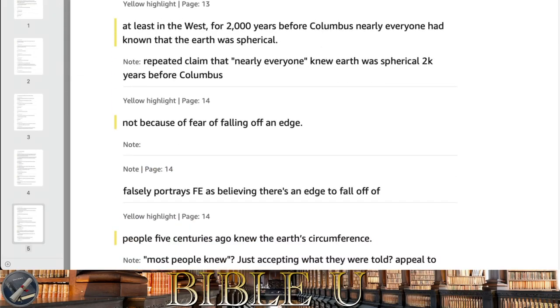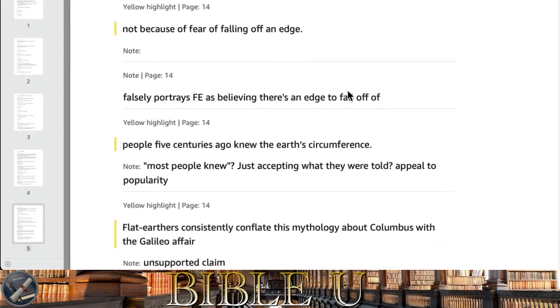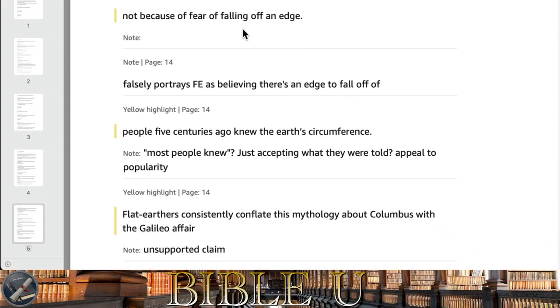So, and then he says, in the West, again, emphasizing the West, for 2,000 years before Columbus, nearly everyone had known that the Earth was spherical. How can anyone make that claim? 2,000 years before Columbus, how do you even make that claim? And then he says, going on to page 14, he talks about Columbus and voyages and things, and he says, therefore, a voyage across a large unknown ocean was a frightening thing, but not because of fear of falling off an edge. Except for the fake Flat Earth Society, nobody thinks there's an edge to fall off of.